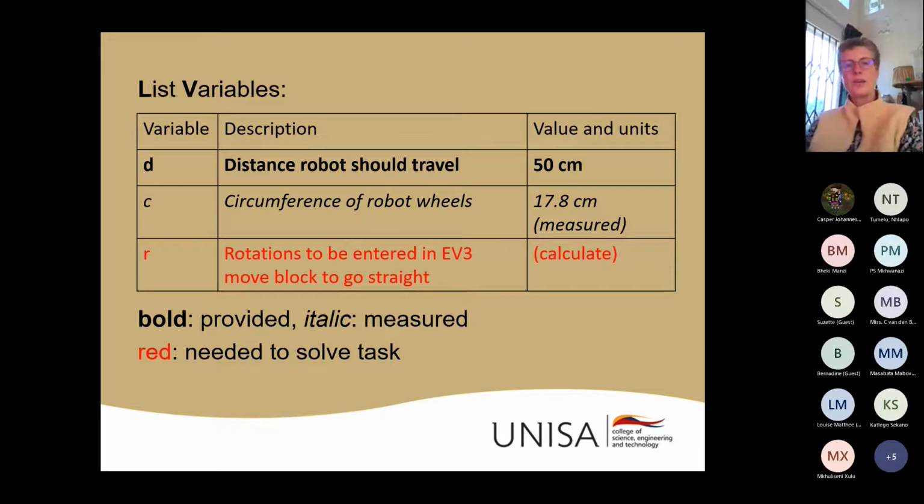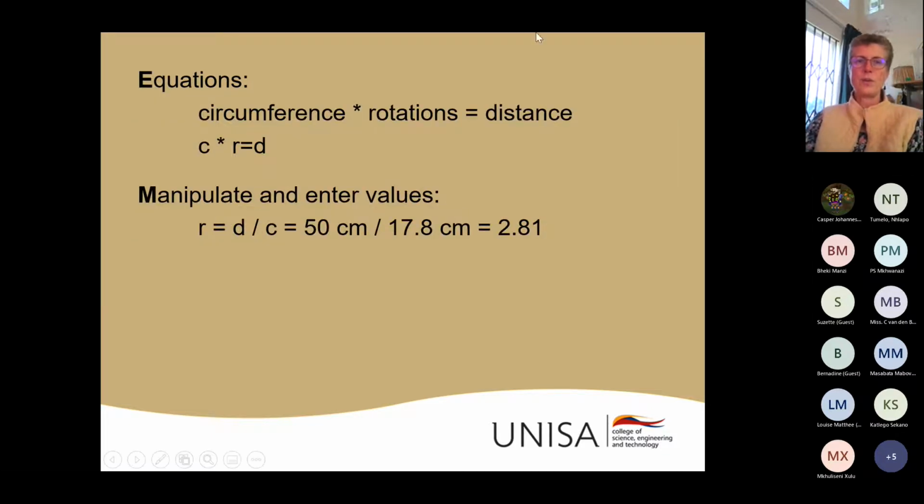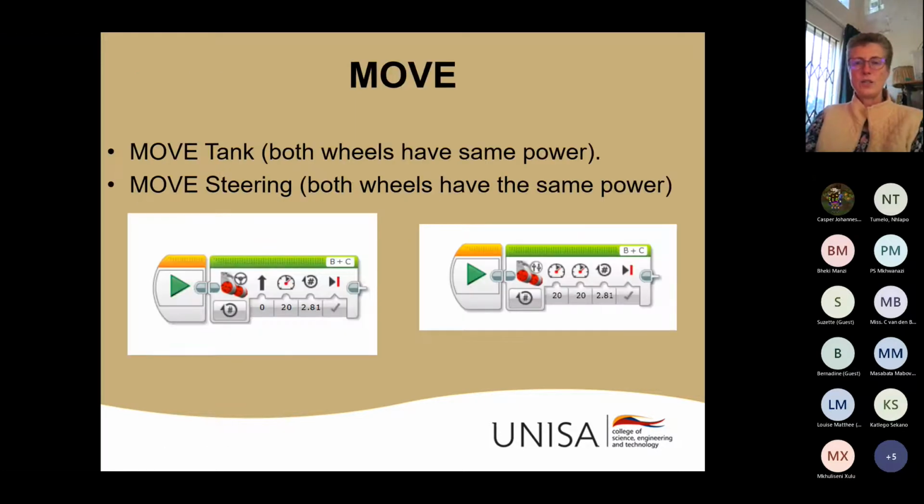Now we can calculate how many rotations we need. There's our equation: circumference times number of rotations gives you the distance. So C times R is D. If we manipulate it, the number of rotations is distance over circumference, and the answer is 2.81. Awesome.